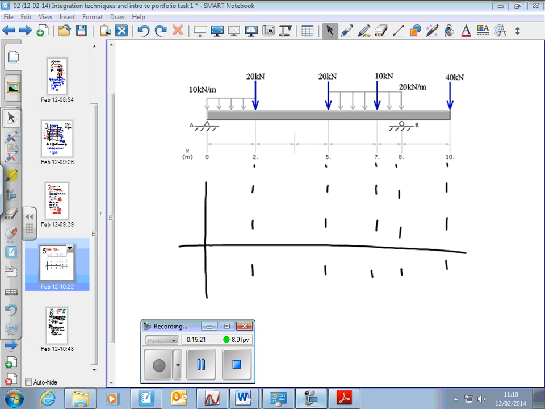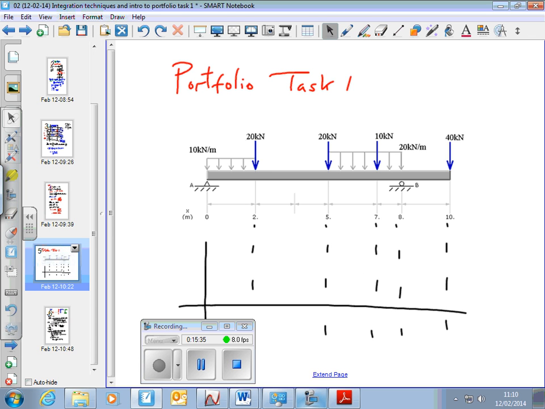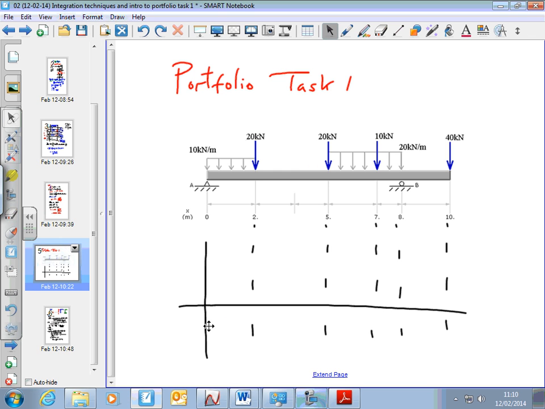Now we can sketch the shear force diagram. We know that at A we've got a reaction force of 42.5 upwards. So we can go to a diagram, a sketch here, and at this point we've got 42.5 kilonewtons.